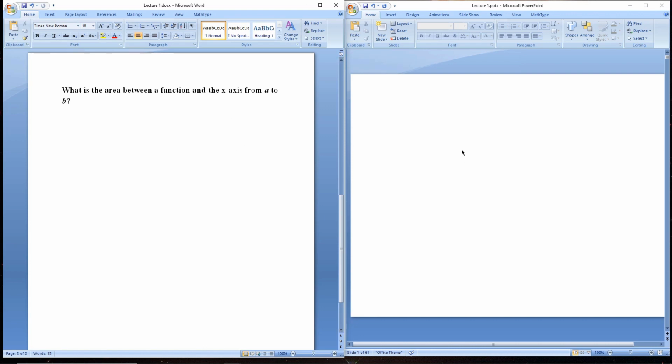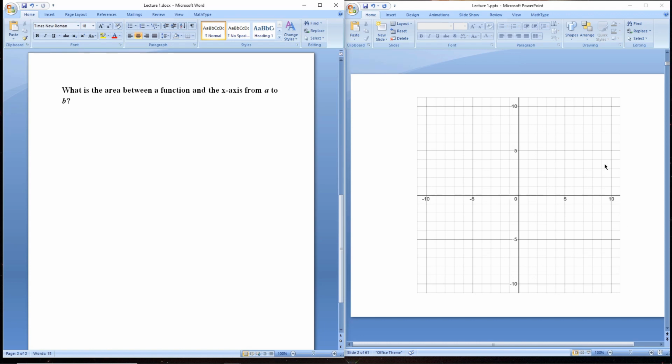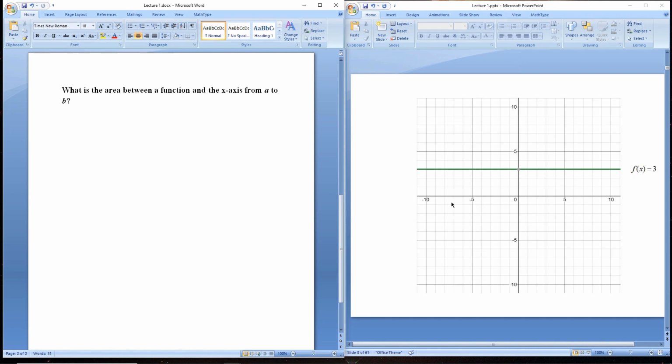So to demonstrate this, I'll just use PowerPoint over here and pull up a regular old graph. And I'm going to start simple here, just with a constant function. So we'll just take it at 3. And now we want the area between the function and the x-axis, and between 2 points A and B. I'm just going to put these points somewhere. You can put them wherever we want. I'll stick them there. And we want to figure out what this area is.